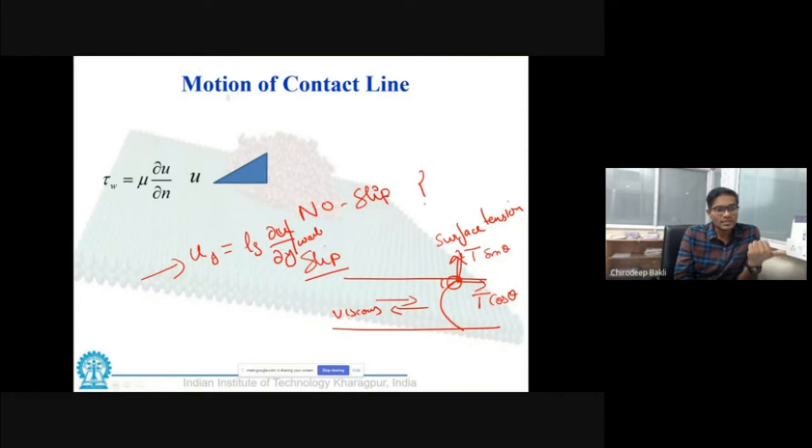But if this contact line is supposed to move or slip along the surface, what is the force that is triggering this motion? That becomes the important question, because you understand this surface tension and viscosity, they are bulk measurements of forces. For a balance of force at the contact line, we do not have any tool. So as an option, we try to go back in history.